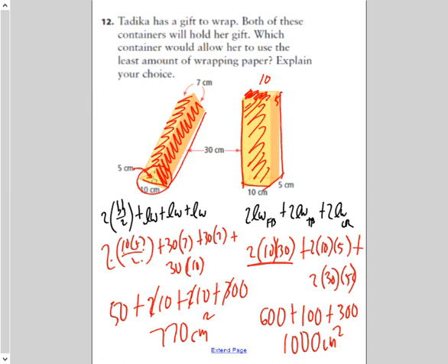And it says, which container would allow her to use the least amount of wrapping paper? The answer is the triangular prism. How much less does it use? It uses 230 square centimeters less than the rectangular prism would.